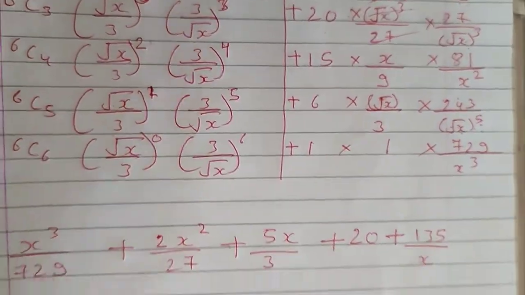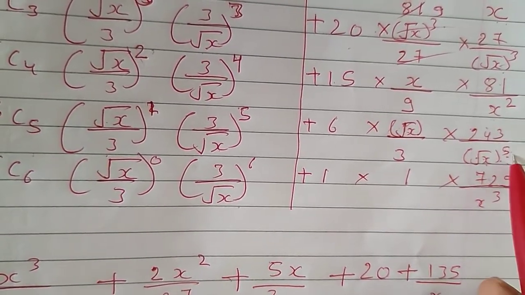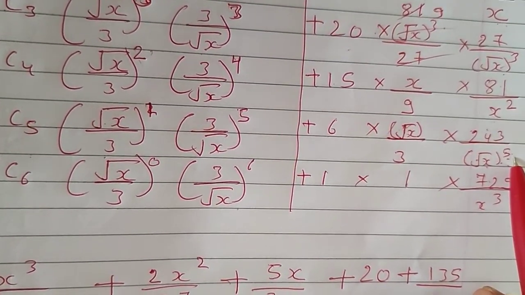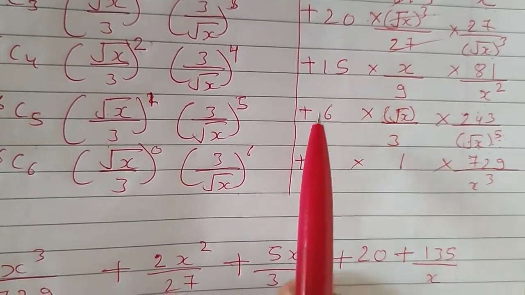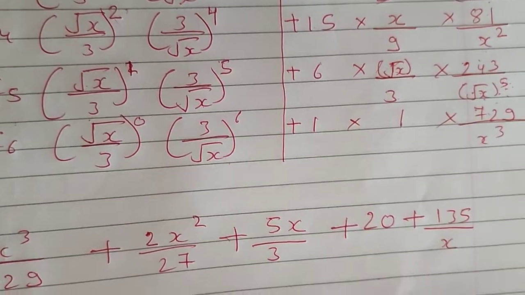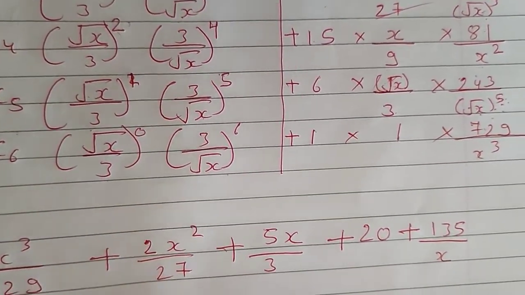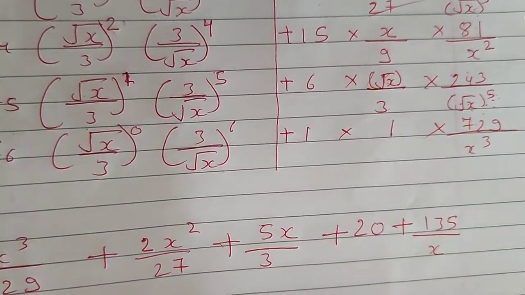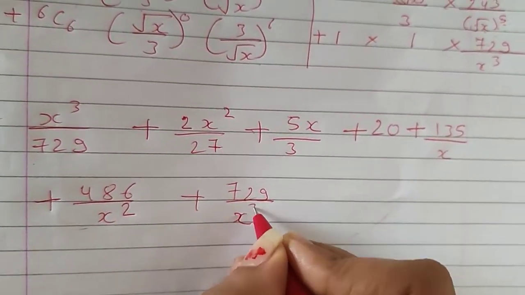plus 6. Now this root x will get cancelled, so here it will be x square, root x raised to 4, that is equal to x square, and here 3 into 2, so 2 into 243, so that will give you 486 upon x square plus here 729 upon x cube.